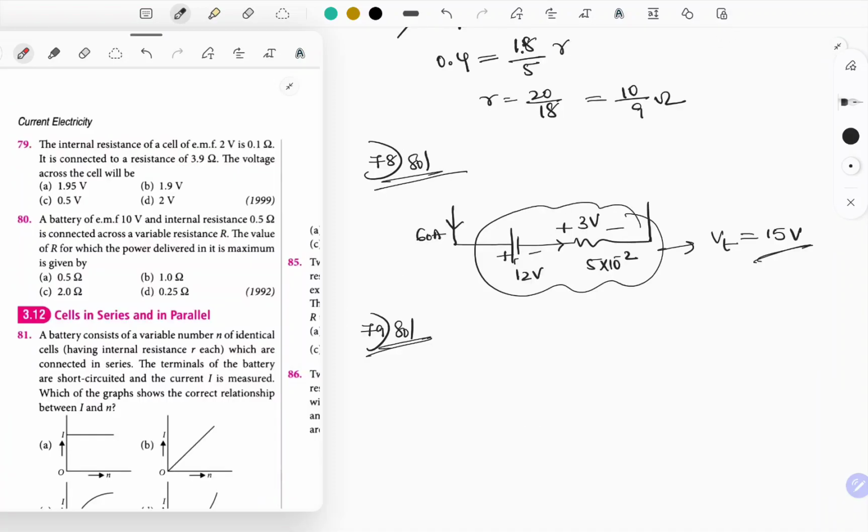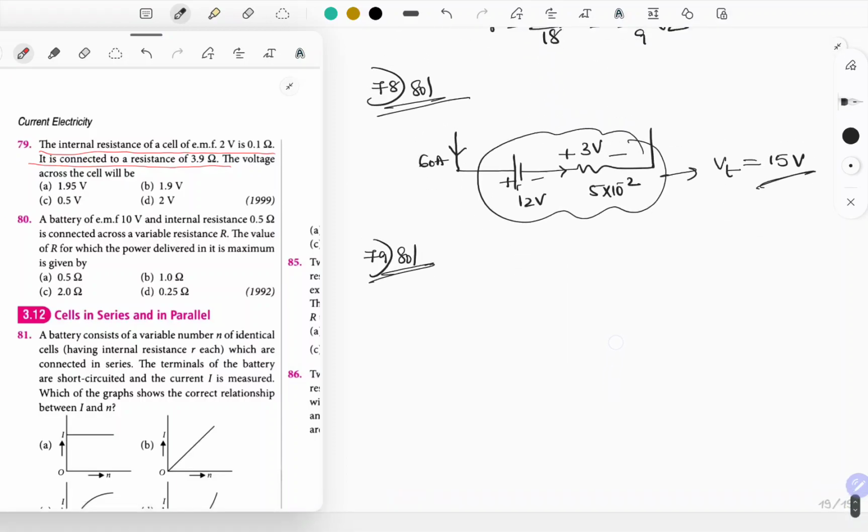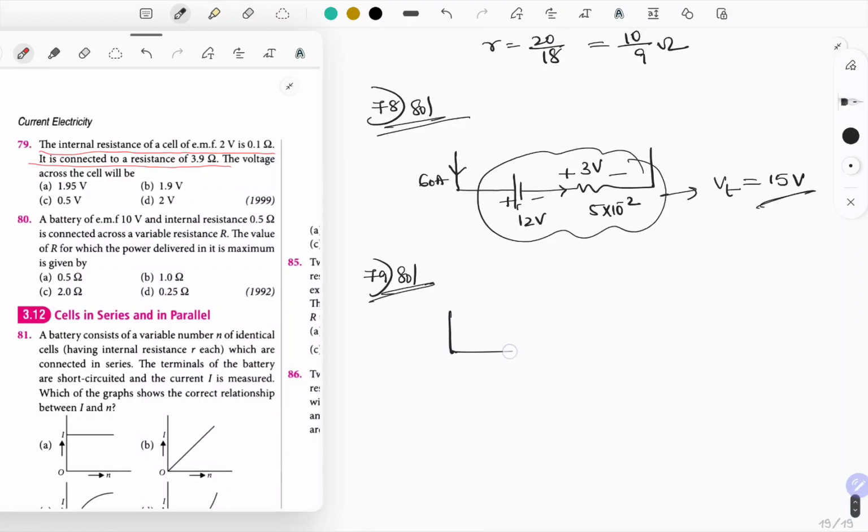So let's try the 9th question. The internal resistance of the cell of EMF 2 volts is 0.1 ohm, connected to a resistance of 3.9 ohm. The voltage across the cell, they're asking nothing but terminal voltage. Okay. So this is 2 volt, internal resistance is 0.1 ohm. External resistance is 3.9 ohm. They're asking terminal voltage. Vt we have to find out.